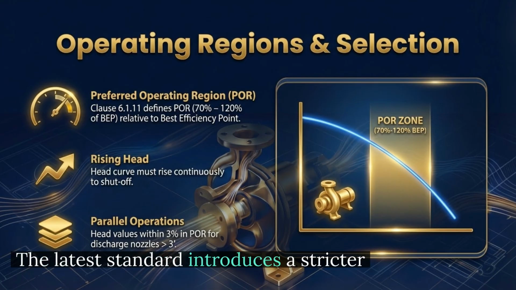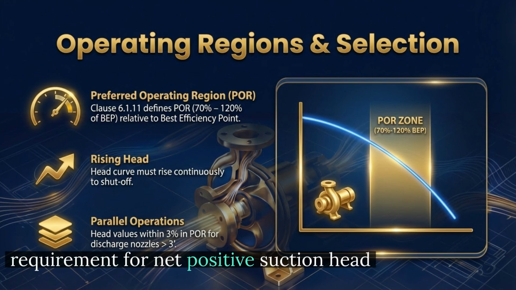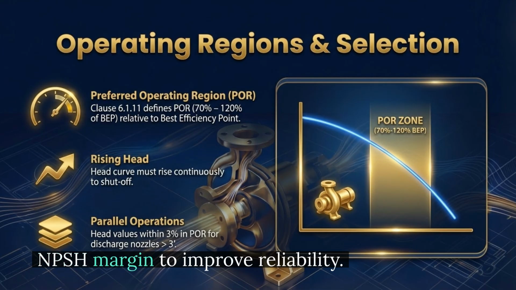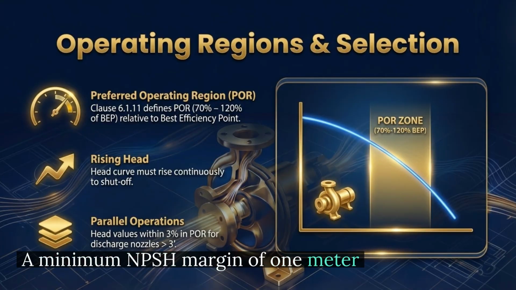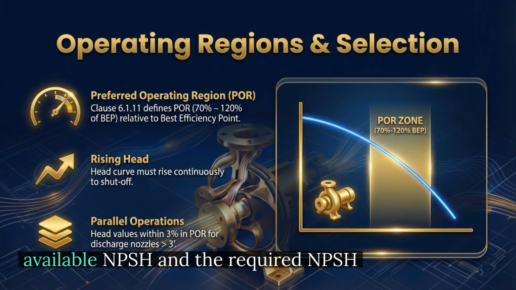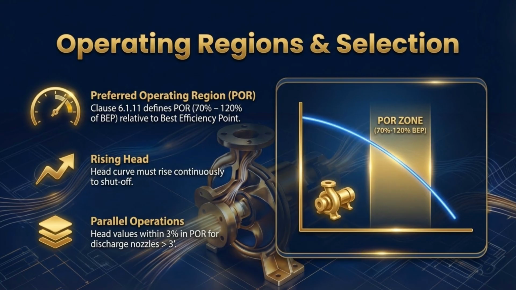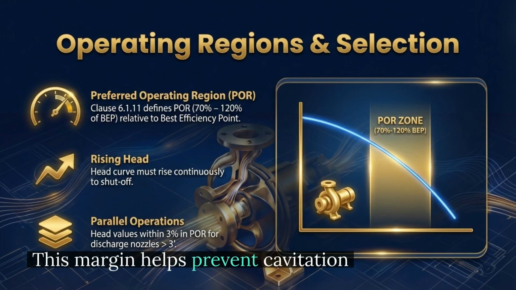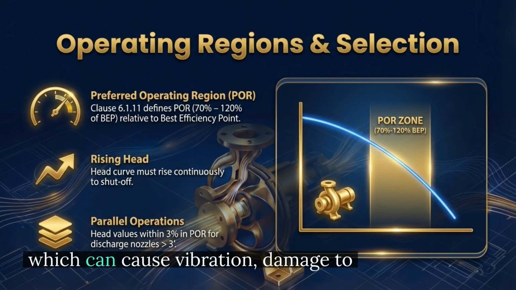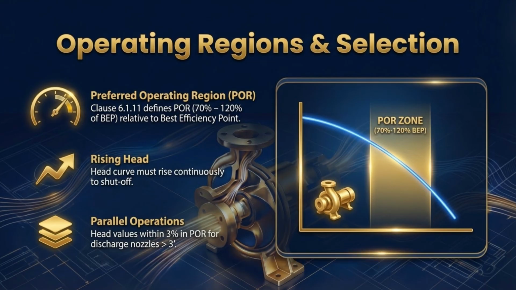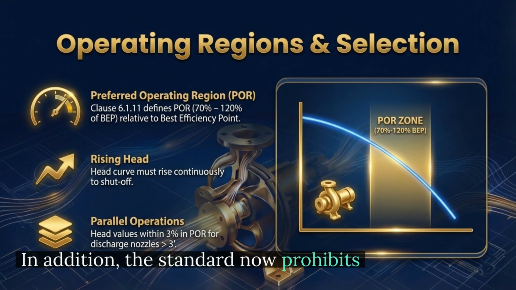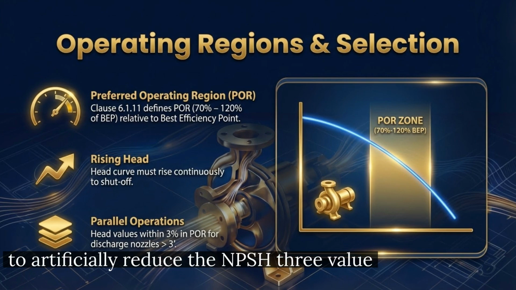The latest standard introduces a stricter requirement for net positive suction head, NPSH, margin to improve reliability. A minimum NPSH margin of 1 meter must now be maintained between the available NPSH and the required NPSH, that is NPSH3. This margin helps prevent cavitation, which can cause vibration, damage to impellers, and reduced pump performance. In addition, the standard now prohibits the use of hydrocarbon correction factors to artificially reduce the NPSH3 value on the pump data sheet.